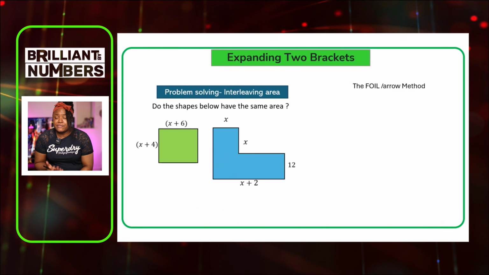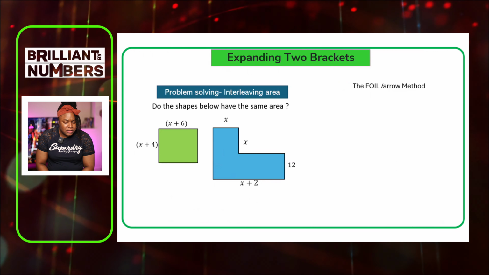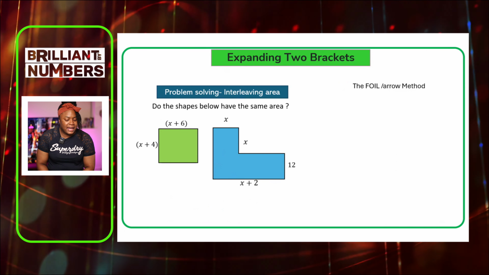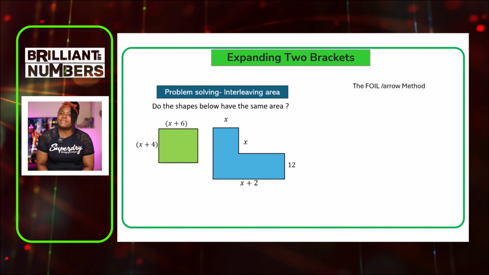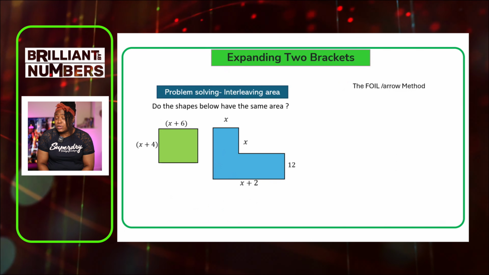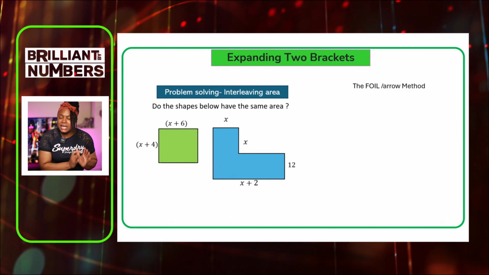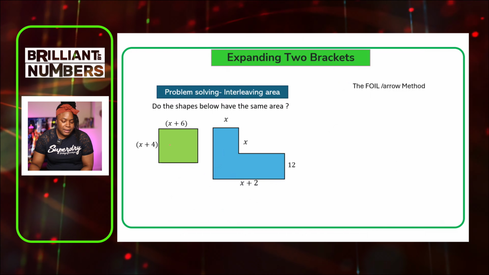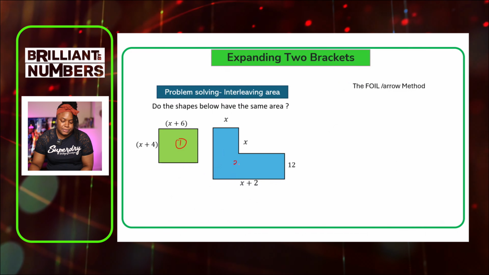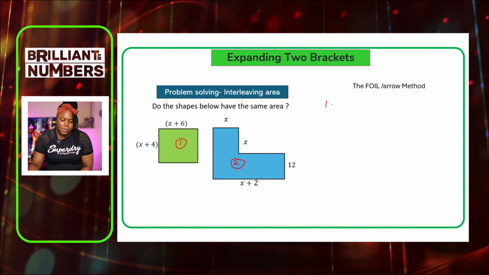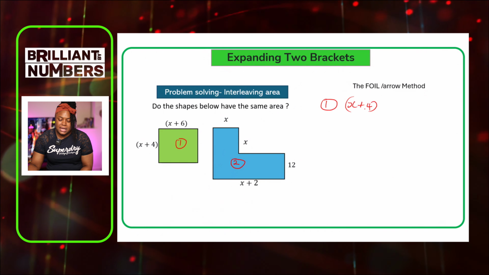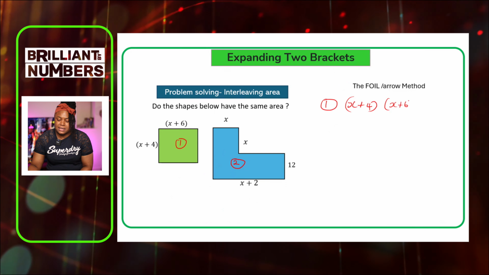For this one, I will now use the arrow or FOIL method. We are asked to interpret area in this question. We're asked here, do the shapes below have the same area? In order for us to do that, we need to work out the area of each shape and then compare them. I'm just going to call this shape 1, shape 2. So for shape 1, I will need to do x add 4 and x add 6 and expand that.